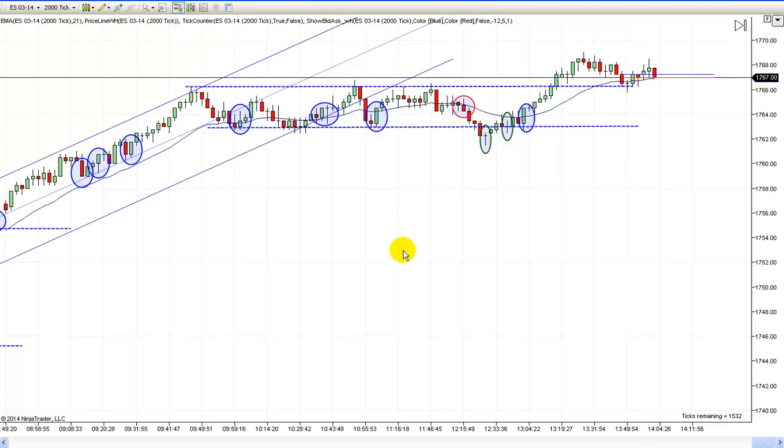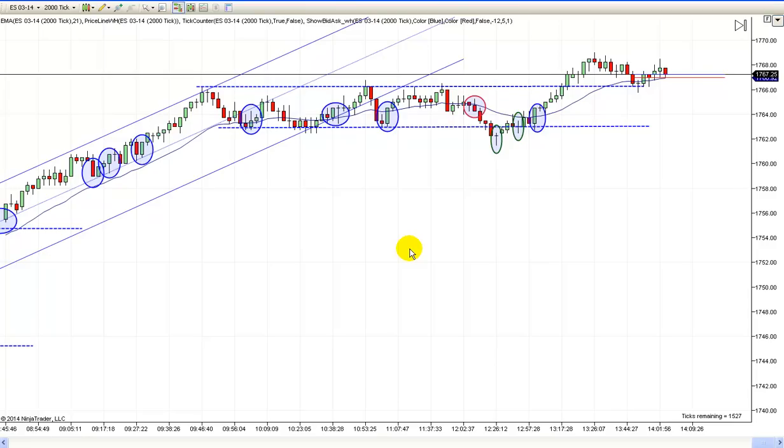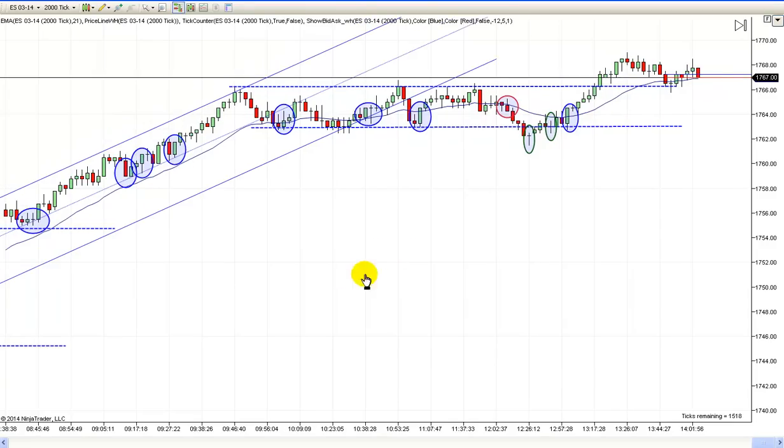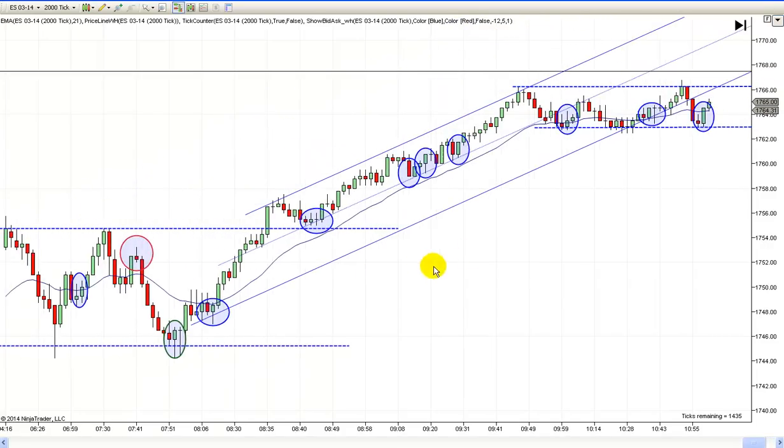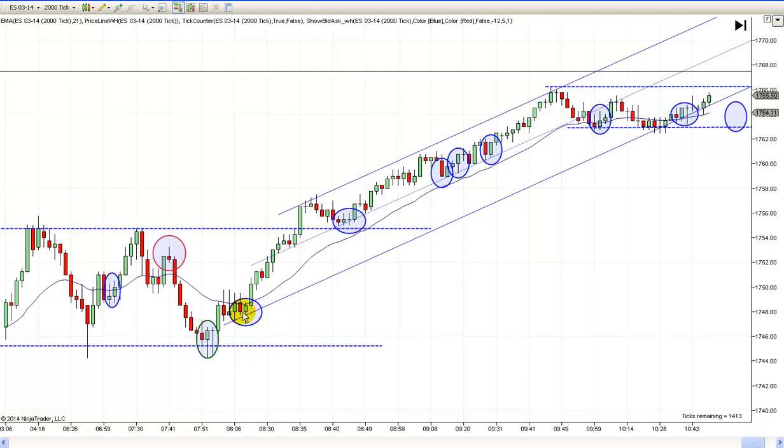They don't fail very often, and even when they're not going to continue in that direction, they usually move enough to get your scalp. So those traps are very powerful. The ones I like are the ones that move real quickly, and you usually know when you catch them, like right here, they trapped everybody and it rockets off.